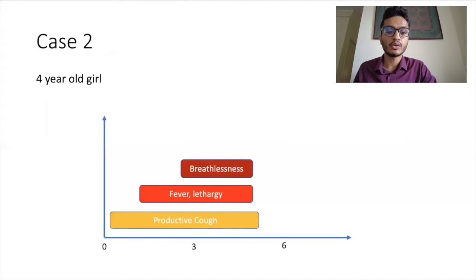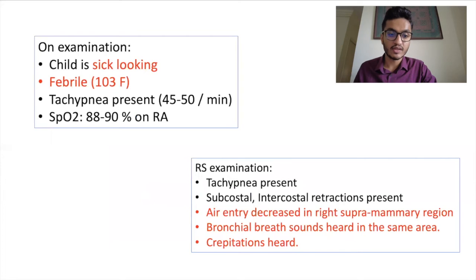Next is this 4-year-old girl who has presented with initial complaints of productive cough, which is further associated with fever, lethargy, and acute onset breathlessness. This is a sick-looking child with high-grade fever of 103 degrees Fahrenheit, significant tachypnea present, and this child is not maintaining saturations on room air. On respiratory system examination, air entry is decreased in the right supramammary region. Bronchial breath sounds are heard in the same area as well as crepitations are significantly heard.